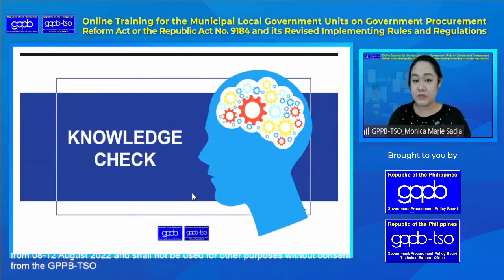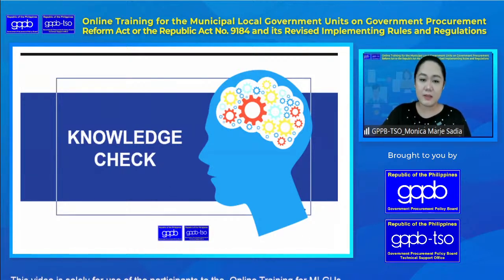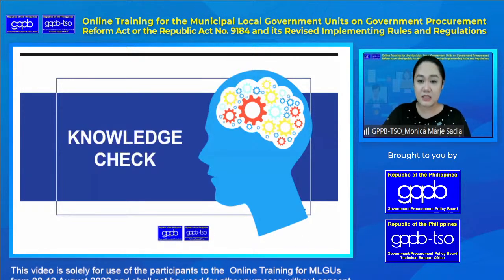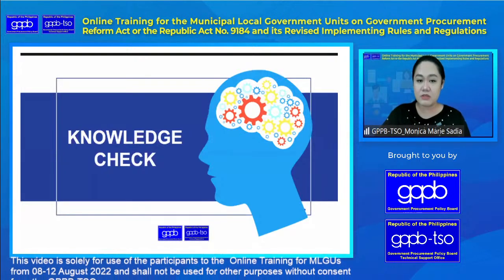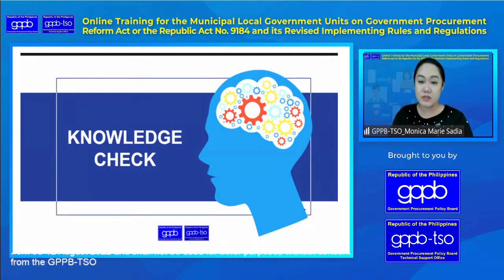I'm seeing 20% participation in our Zoom box. Again, the question is, the non-payment of the protest fee does not toll the prescriptive period for filing a protest, and it becomes a justifiable basis for the HOPE not to entertain a protest. Is this true or false?